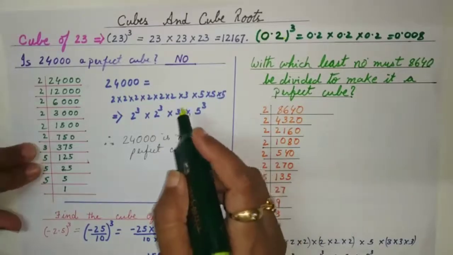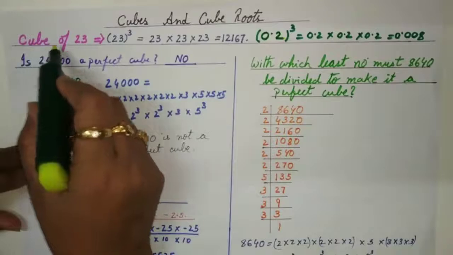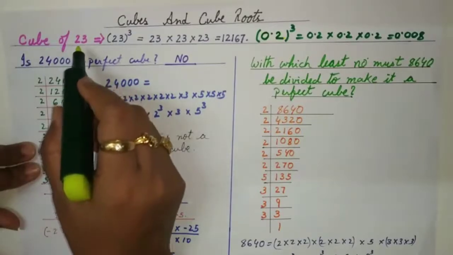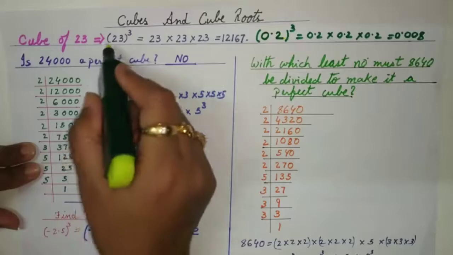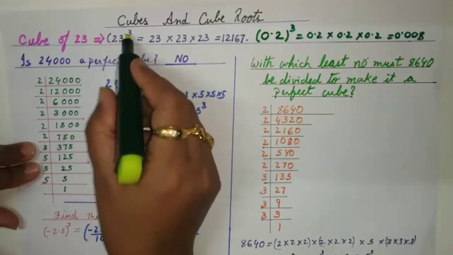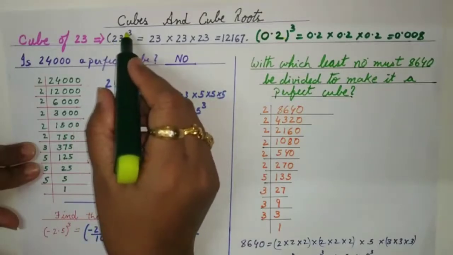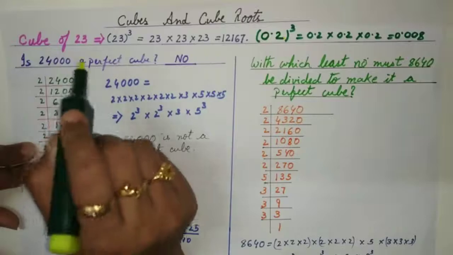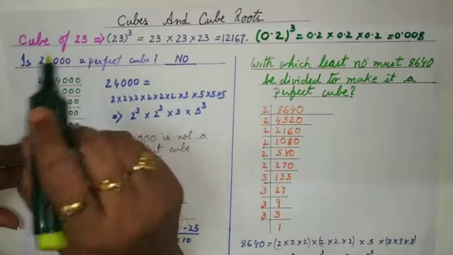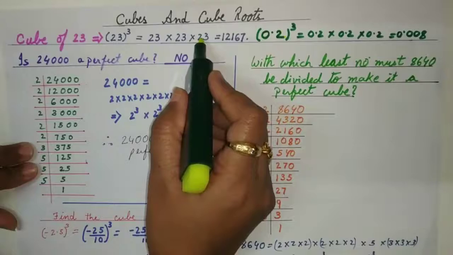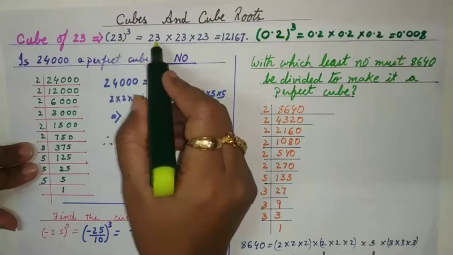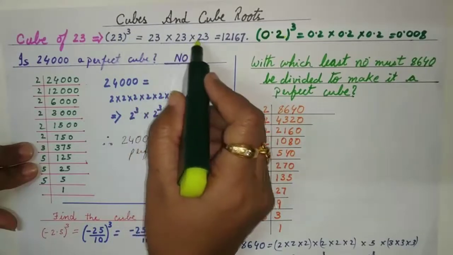Now, first, how to find the cube of any number, and I have taken the example of 23. So the cube of 23 is written as 23 raised to the power of 3. Just like in the previous video for squares, we were multiplying the number twice, for a cube, we will multiply the number thrice. That is, 23 cube is 23 into 23 into 23.